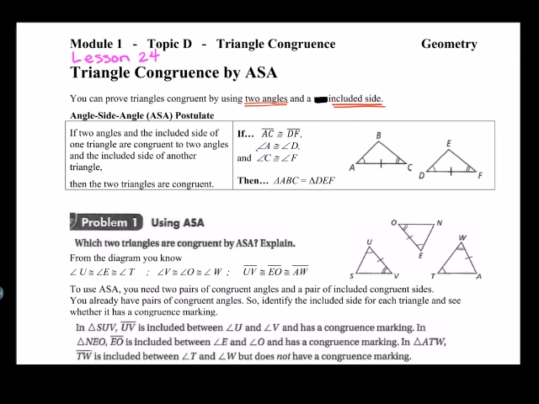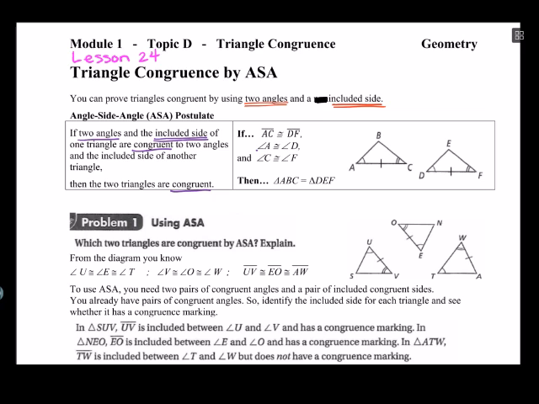So this is very much like what we just did with side, angle, side. We had an included angle, and in our last lesson we discussed included sides as well. So this is going to be very similar. The angle, side, angle postulate says if two angles and the included side of one triangle are congruent to two angles and the included side of another triangle, then you guessed it, our triangles are going to be congruent.